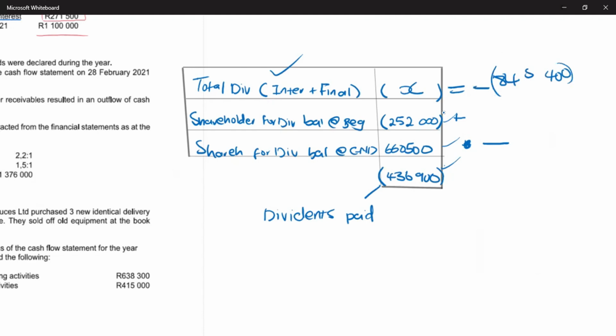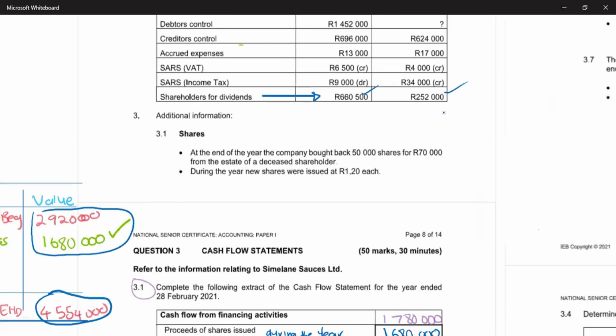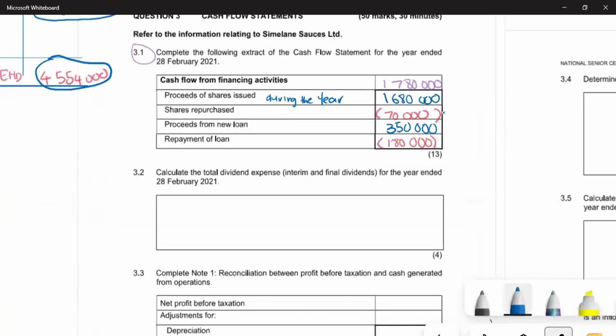So my total dividends paid, they amount to 845,400. And you can simply do these on your answer sheet, anywhere in your answer sheet, or on this little box that you're given here, right? As long as the marker would be able to see your workings, right? So here I've calculated my total dividends expense as 845,400. All right. Now moving on to the next question.